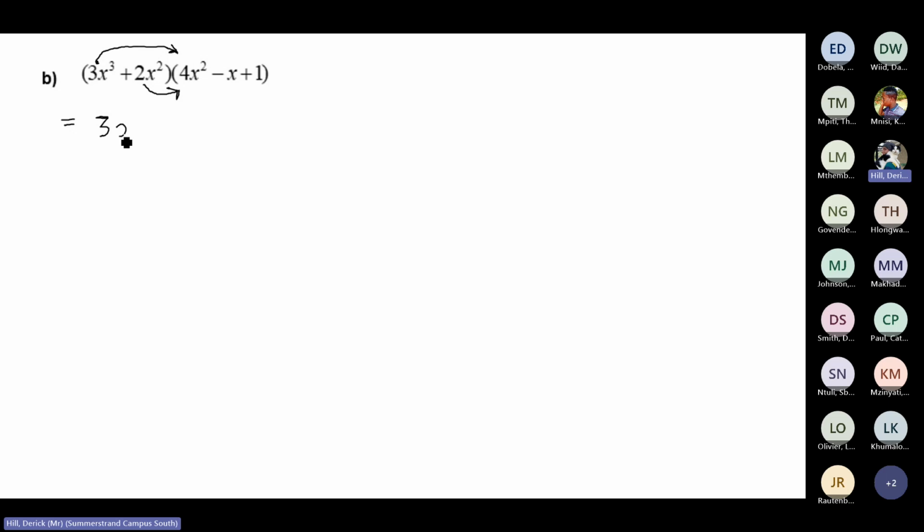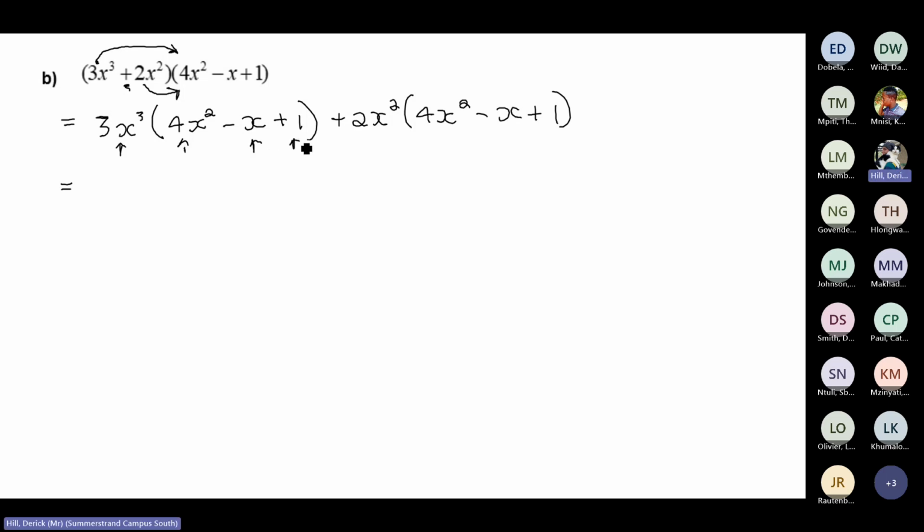Our first step, we're going to get 3x cubed multiplied by this whole trinomial over here, minus x plus 1. Then we have a plus 2x squared, also multiplied by that whole trinomial, 4x squared minus x plus 1. Now this is looking a lot longer, but a lot easier. So we can now multiply in this 3x cubed into each of these terms.